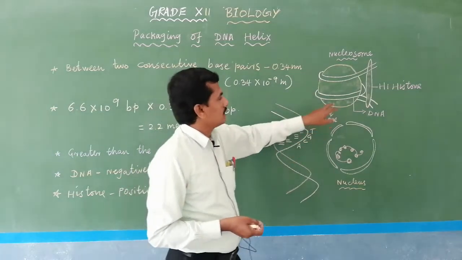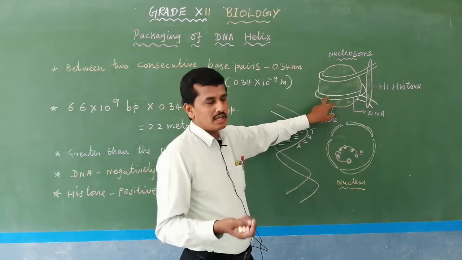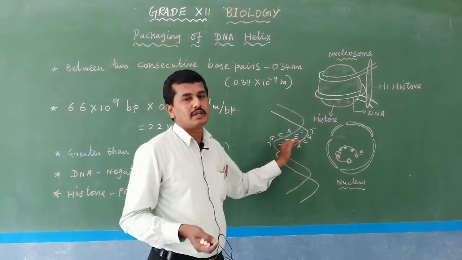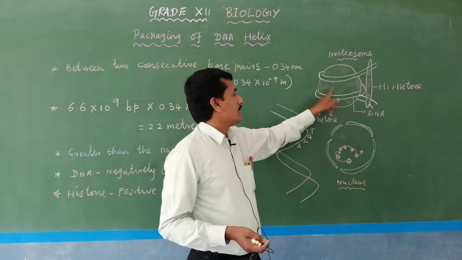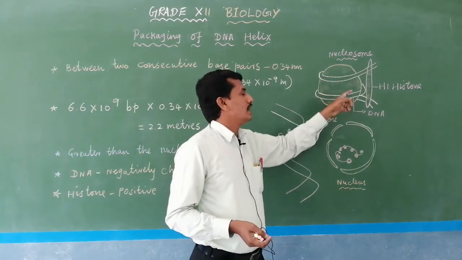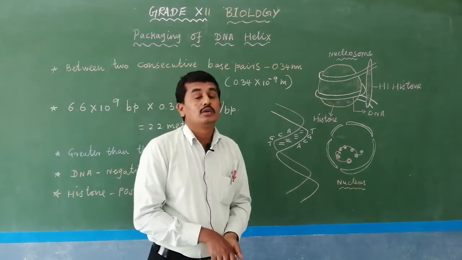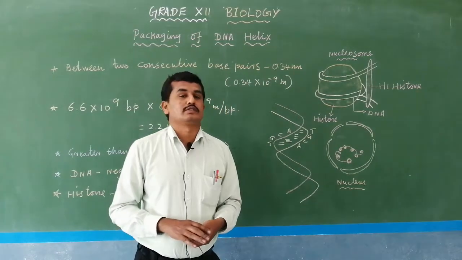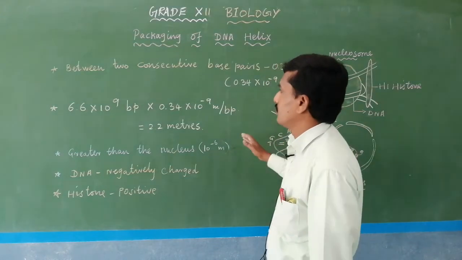If you calculate the DNA base pairs, DNA normally contains adenine, thymine, cytosine, guanine, like base pairs. In one nucleosome, approximately 200 base pairs of nucleotides are present. Okay, so how the DNA is packaged, I will give a small idea, then go one by one.